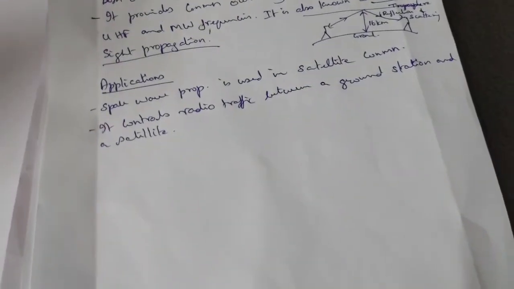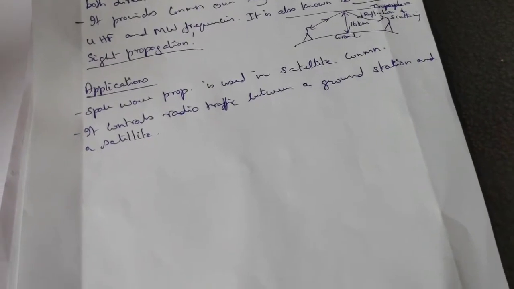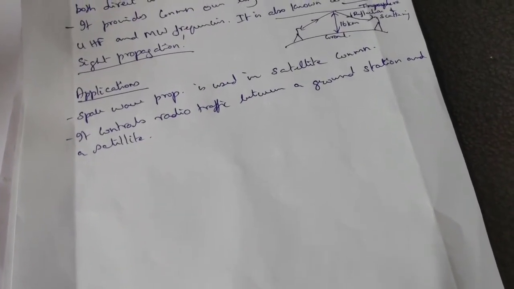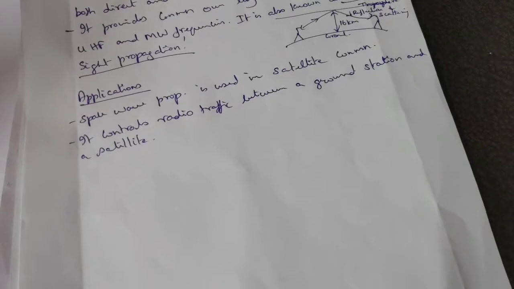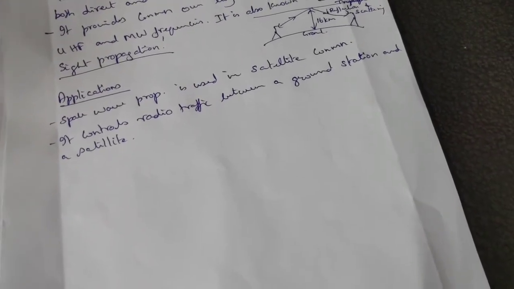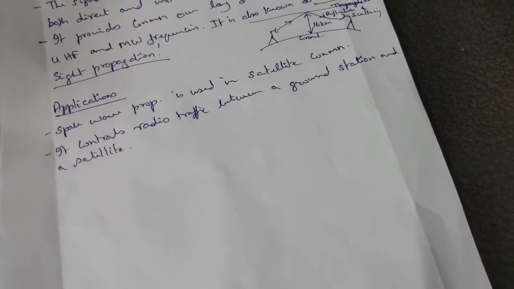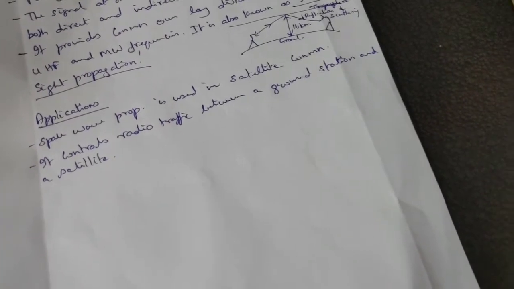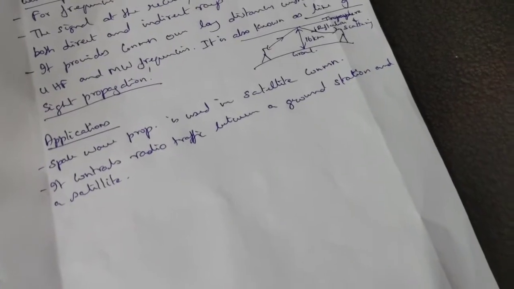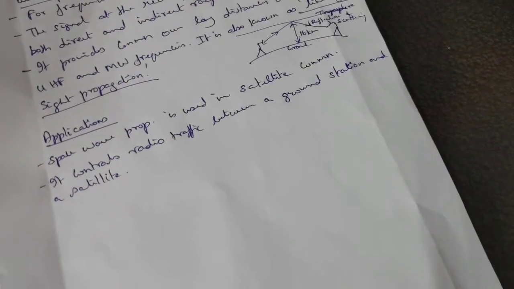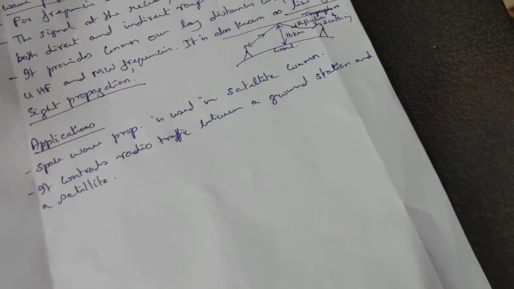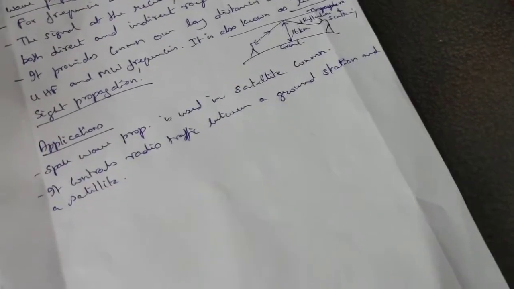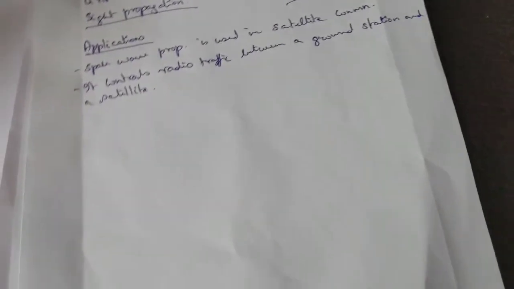Now what are the applications? Space wave propagation is used in satellite communication. And the second one is it controls radio traffic between a ground station and a satellite. When we talk about satellite communication, we know that to control a satellite we need a ground station.